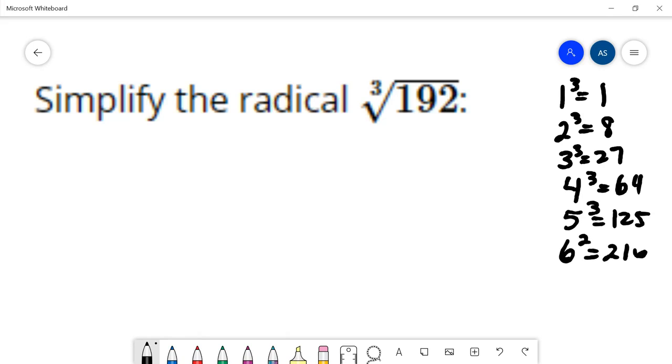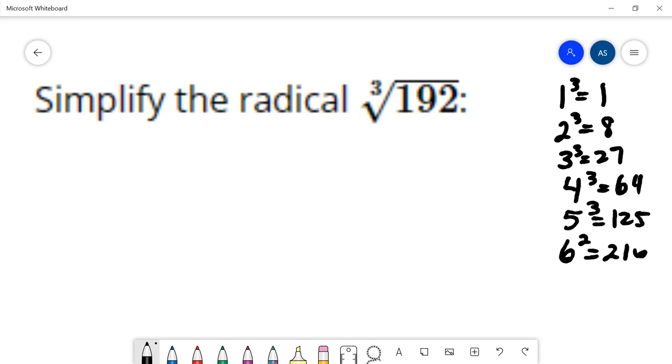Now it's okay if you don't know these off the top of your head. You can use your calculator to help you. I'm just double checking. 6, okay, 216. So I stopped there because 216 is bigger than 192. So I can see that 192 is not a perfect cube.